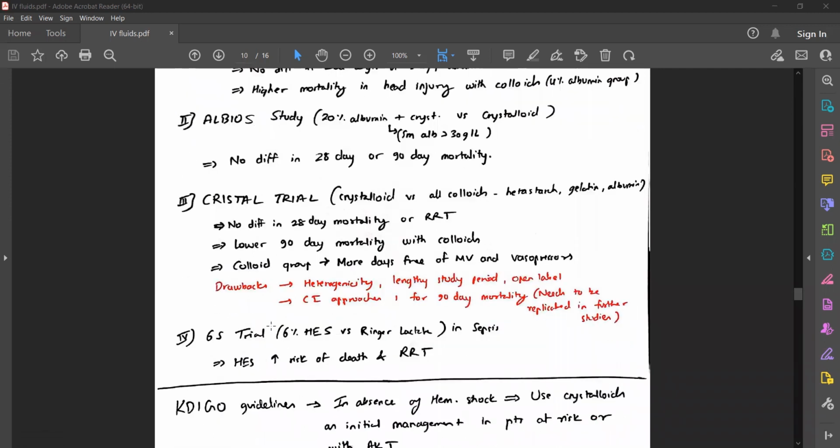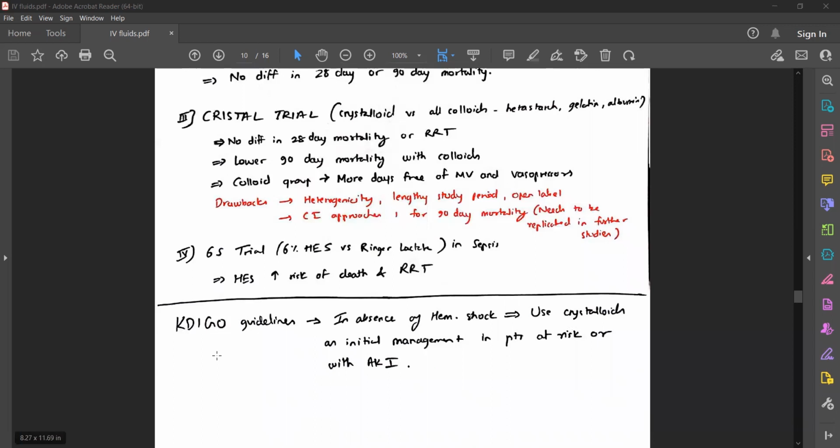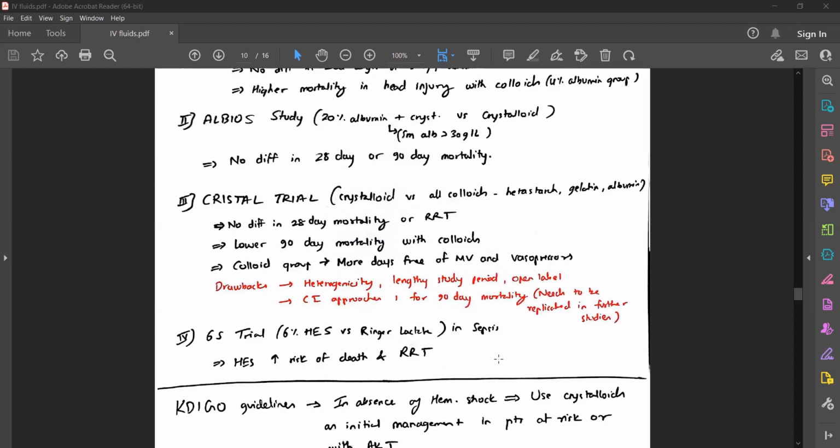And we also have the 6S trial, which was done in patients with sepsis and showed that 6% hydroxyethyl starch, when compared with lactated Ringer's, was associated with a higher risk of death and renal replacement therapy. So if your hospital does have hydroxyethyl starch, remember that you should not be using it in sepsis because of the higher mortality. Then the available KDIGO guideline says that in the absence of hemorrhagic shock, you would use crystalloids as the initial management in patients at risk of or with AKI.